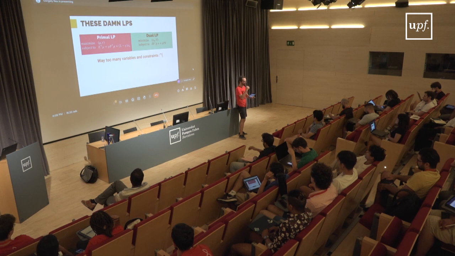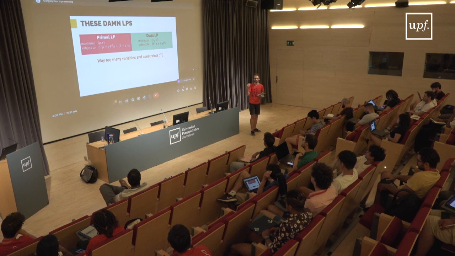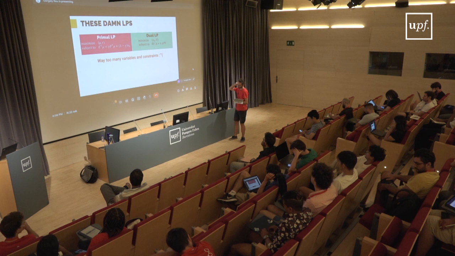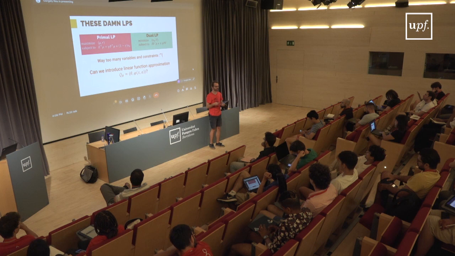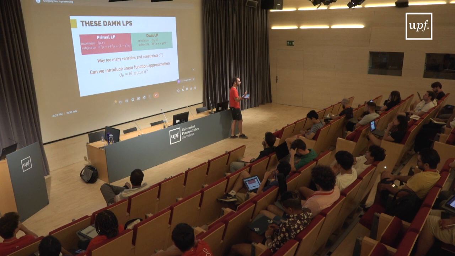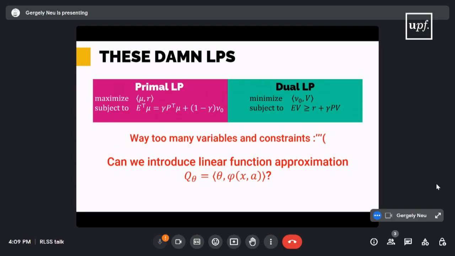You have way too many primal variables and way too many dual variables, way too many constraints for this method to be applicable to large-scale reinforcement learning scenarios. So it's unclear at the moment. It used to be a big question how to introduce function approximation in this scenario, how to introduce Q functions and how to use linear parametrizations for these Q functions in a reasonable way.